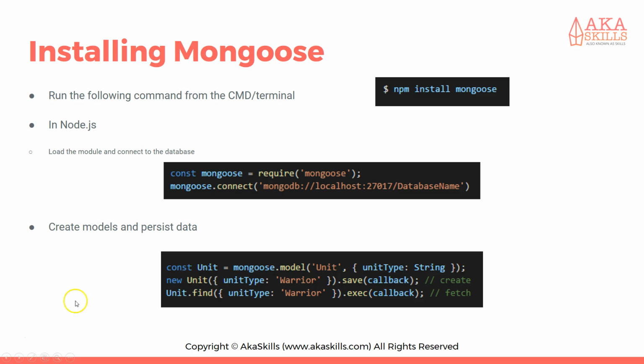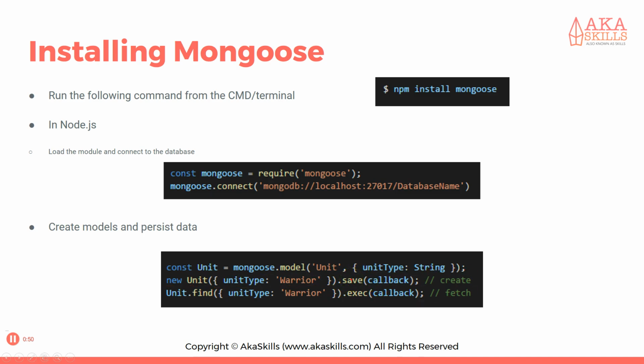Then I have to create models and persist data. How am I doing that? Well, I'm saying const Unit is equal to mongoose.model, and here the name of it, Unit. After that, I have to define its schema. So I'm saying unit type, the column, will be from TypeScript, type string. After that, I can say new Unit, and here provide unit type warrior.save, and I have a callback.